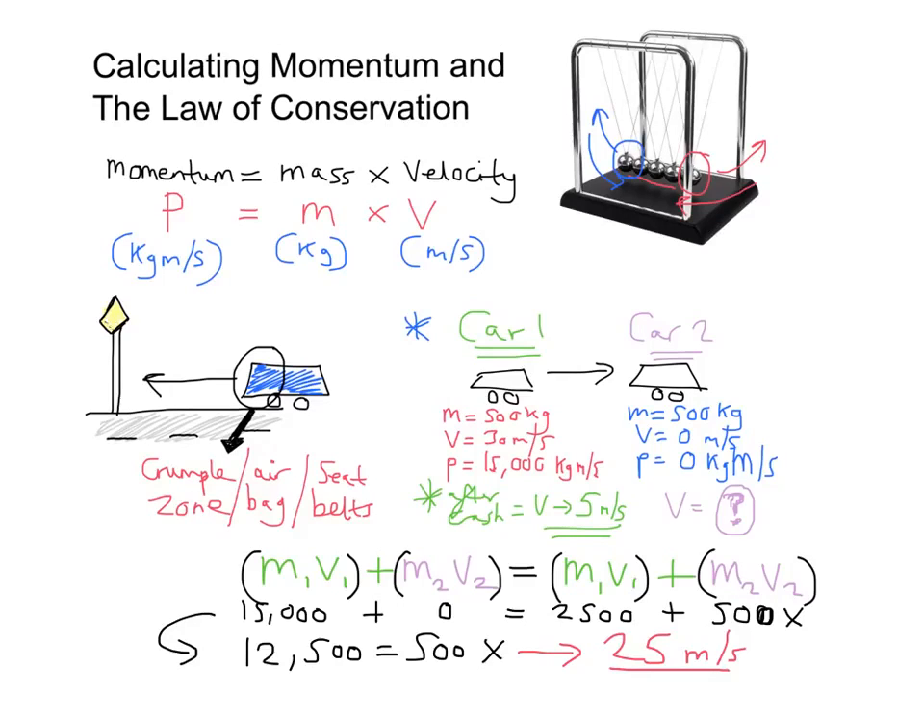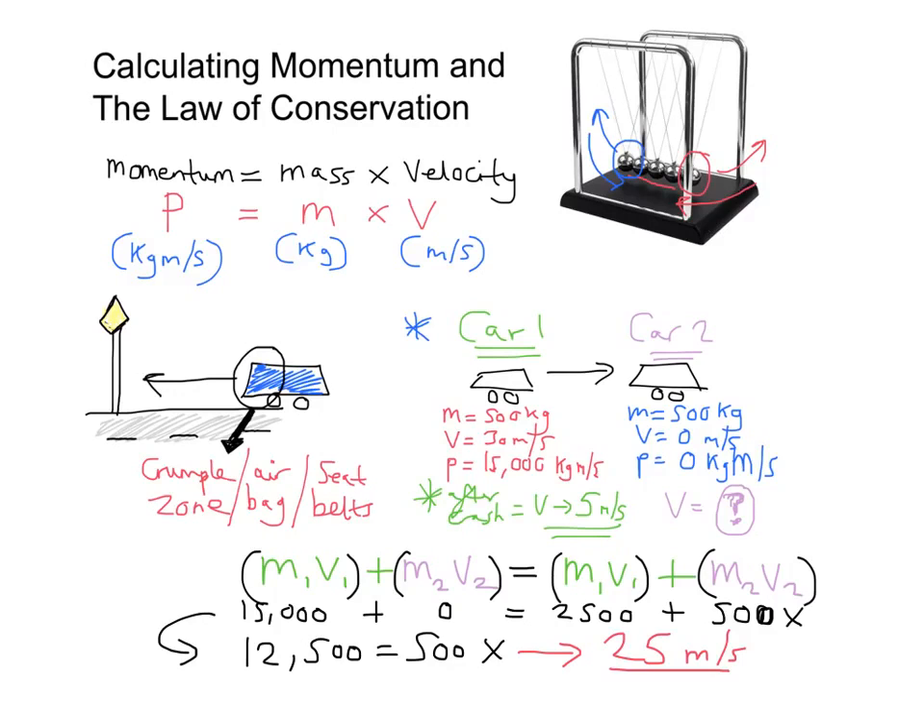So all we've done is substitute the values for M1 V1 and M2 V2 before and after. And that's left us with 12,500 equals 500x, 500 times the velocity. So if you rearrange that, x must be 25 meters per second. And we can see what we've done is conserve momentum.